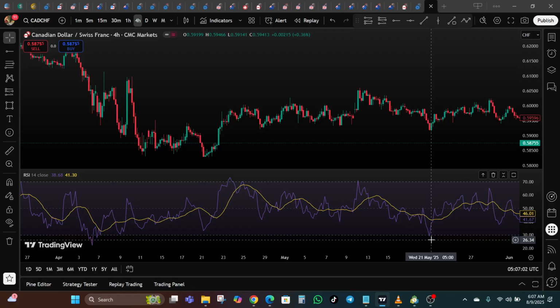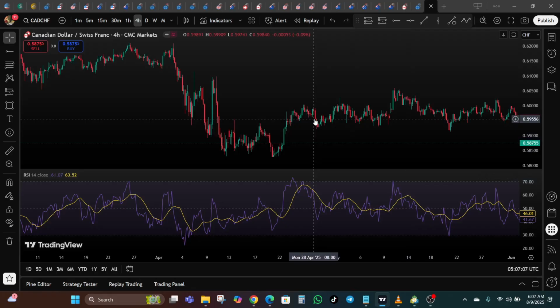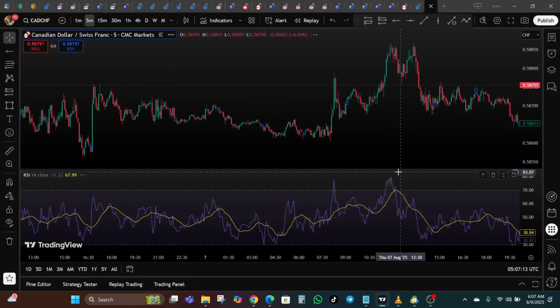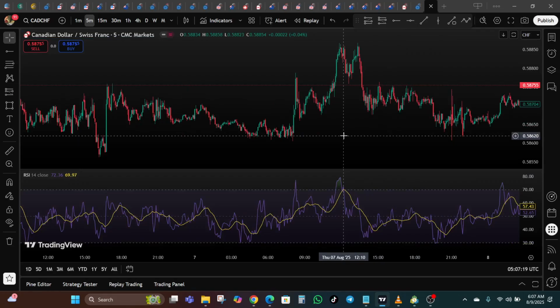Day traders often use RSI for quick reversal setups, while scalpers can also watch for hidden or regular divergence to time entries more accurately. We have talked about a strategy that involves hidden and regular divergence in a previous video. You might want to check that out.